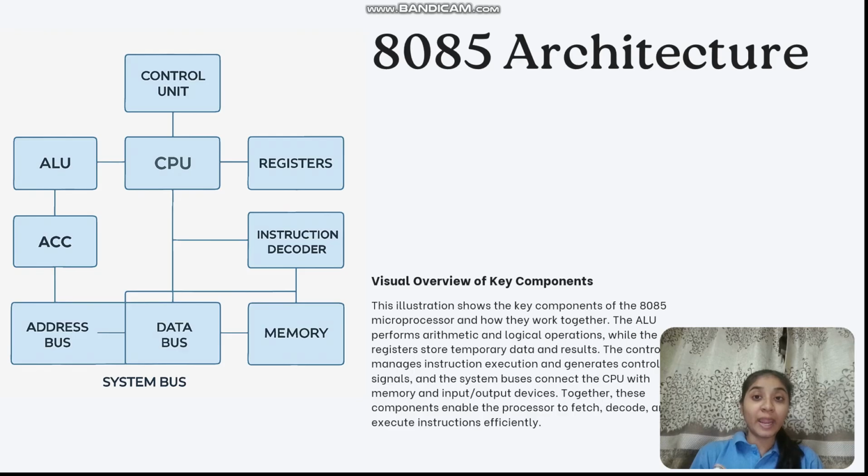Now we will be looking at the 8085 architecture. Architecture basically means how different components inside the processor are organized and connected. The 8085 architecture includes important components such as the arithmetic logic unit, registers, control unit, and system buses. Each of these components has a specific function, and together they help the processor process instructions and control the system operation. Understanding this architecture helps us see how a processor actually works internally.